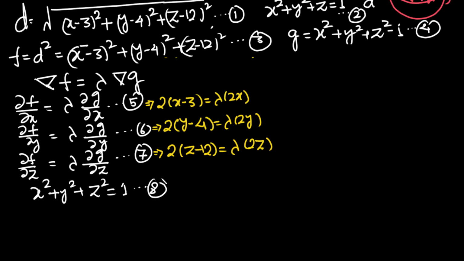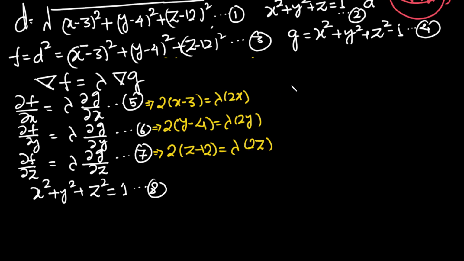And of course our fourth equation is equation number 8, and that is x squared plus y squared plus z squared equals 1. Now what will be our next step? From these three equations we will eliminate lambda, and by that way we will find y in terms of x, z in terms of x. Fine. And we'll put those x, y, z values in equation number 8. We will get the value of x, y and z. So let us go forward.